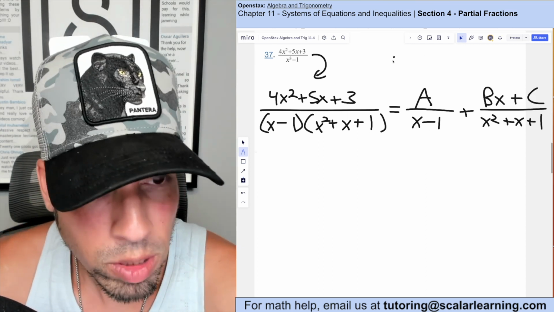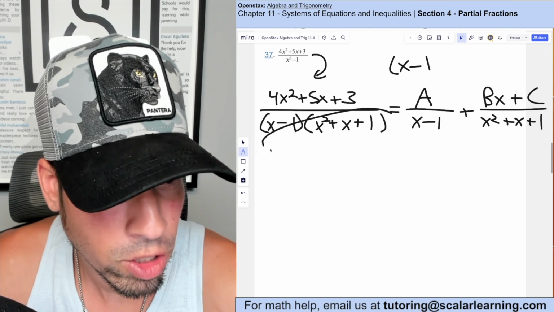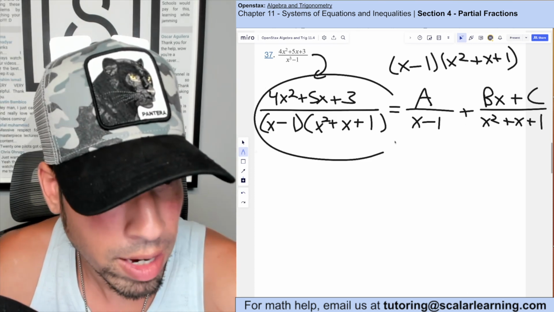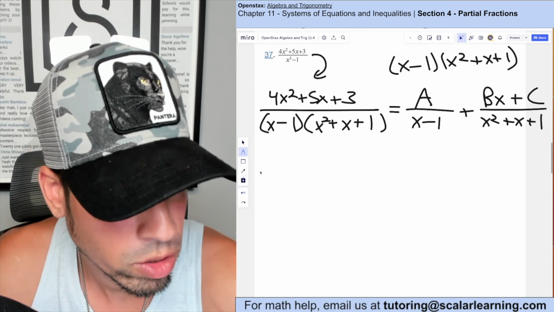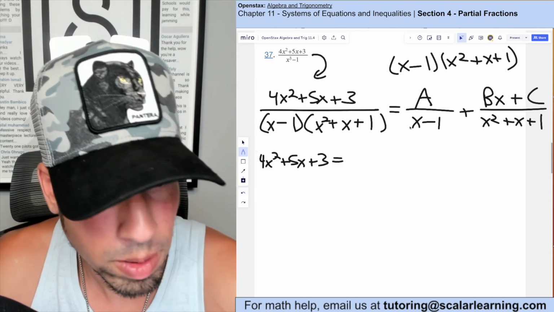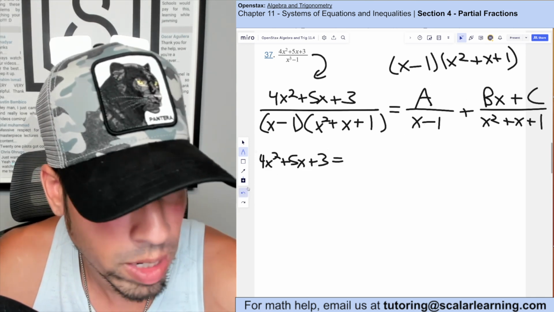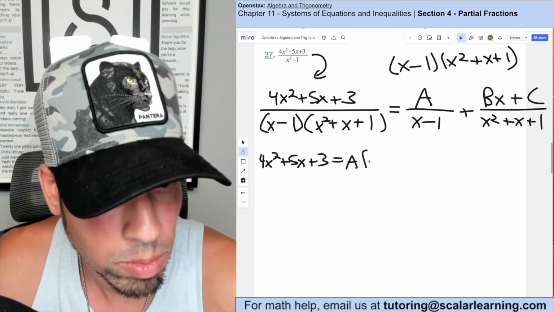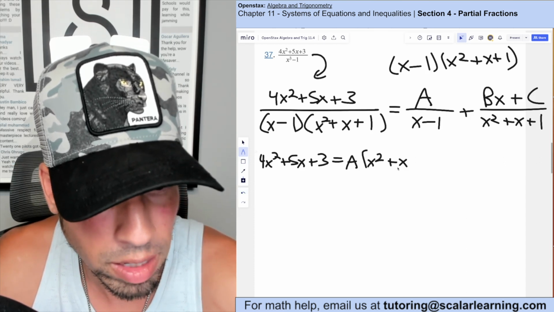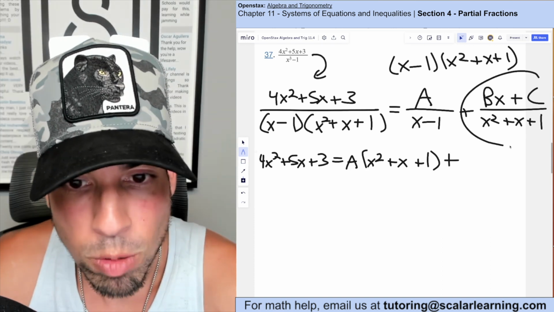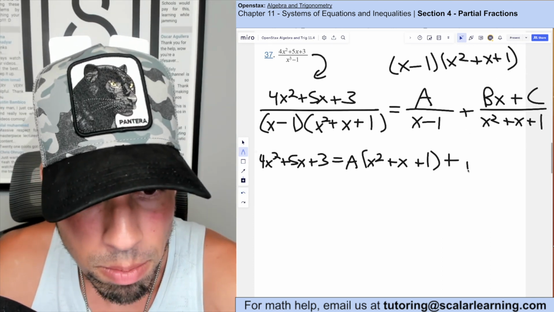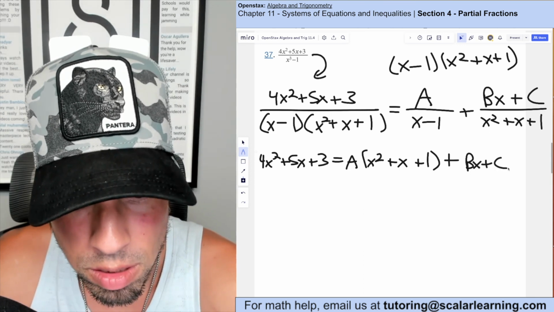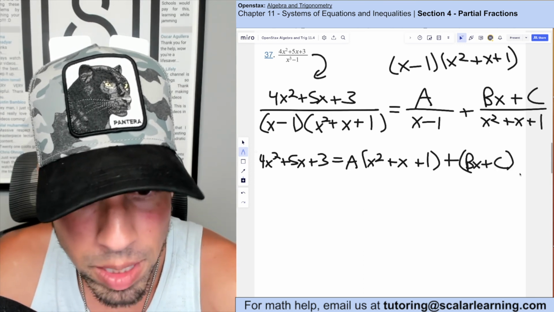Now we're going to multiply both sides by this entire denominator here. When we multiply against this, everything's going to cancel out, so we just have the numerator. And then when we multiply against this term, these are going to cancel out, so then we have a times x squared plus x plus 1. And then when we multiply against this, these are going to cancel, so then you just have bx plus c times that remaining x minus 1.